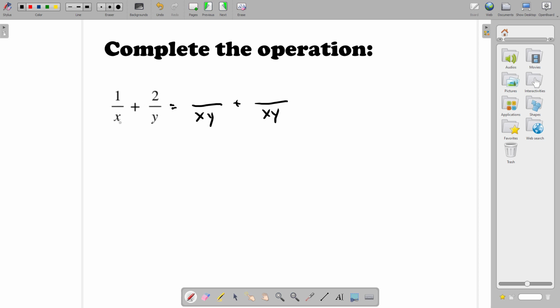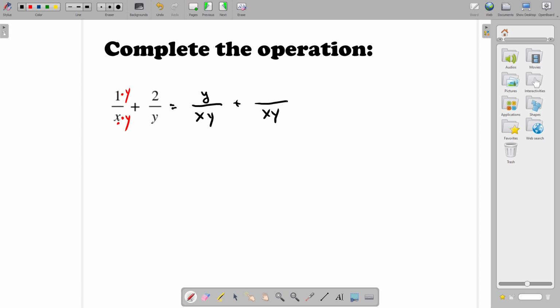Then we look at this first fraction and we talk about what did we do to this x to get xy. Well, we multiplied by y. If we do that on the bottom, we must do that on the top of the fraction, and that gives us 1y at the top. If I were to take this fraction and reduce it, the y's would divide out and I'd have 1 over x, which was our starting fraction.